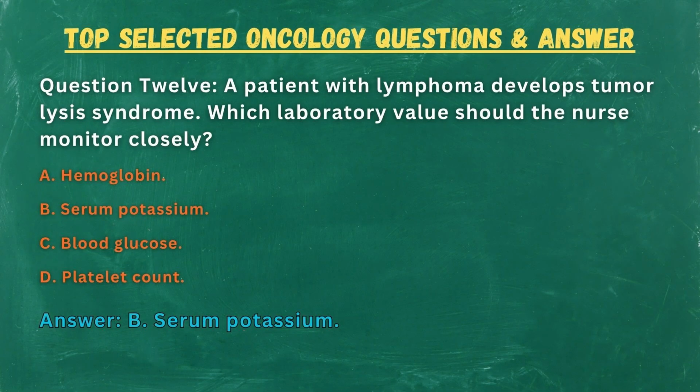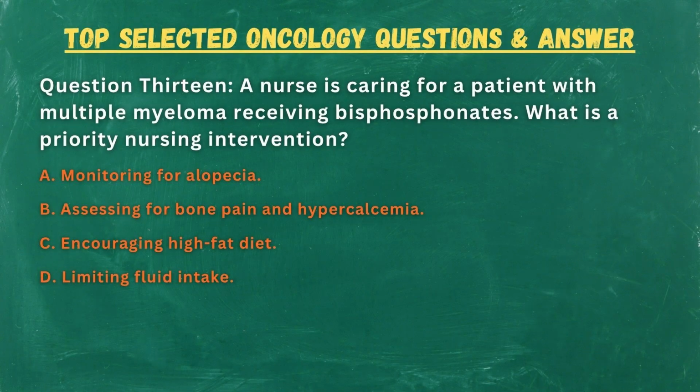Answer. B. Serum potassium. Question 13. A nurse is caring for a patient with multiple myeloma receiving bisphosphonates. What is a priority nursing intervention? A. Monitoring for alopecia. B. Assessing for bone pain and hypercalcemia. C. Encouraging high-fat diet. D. Limiting fluid intake.